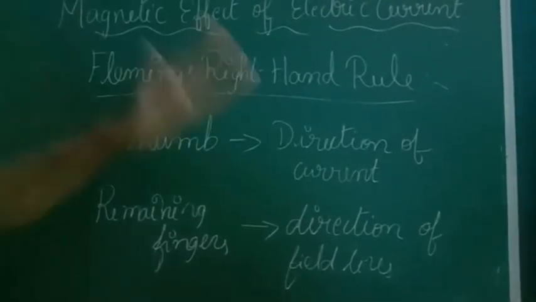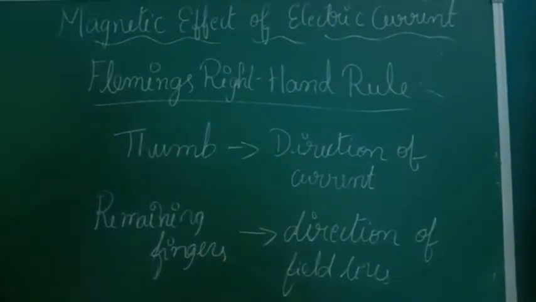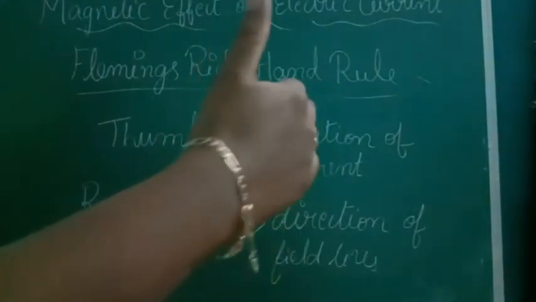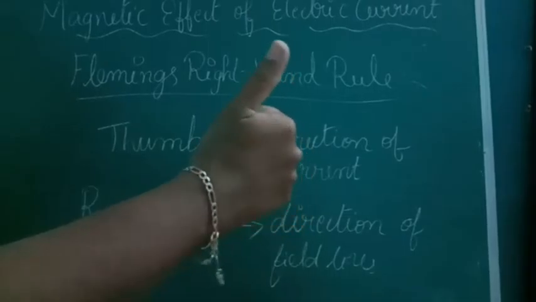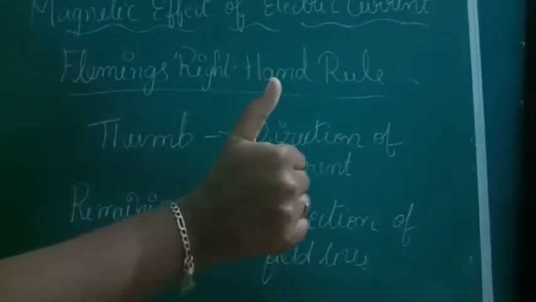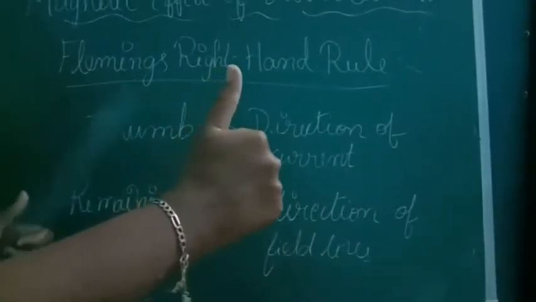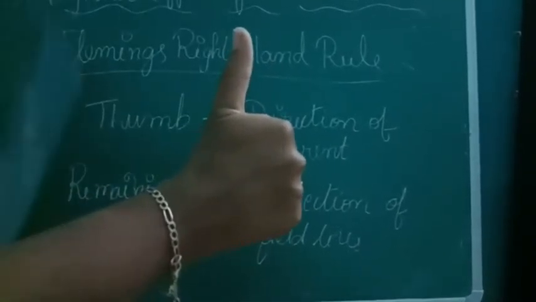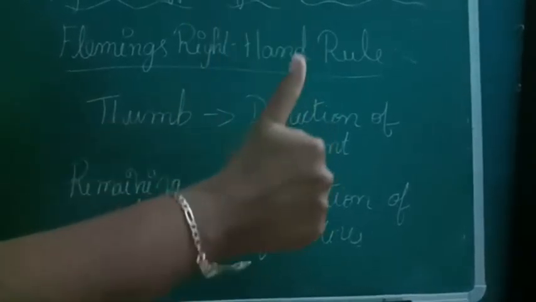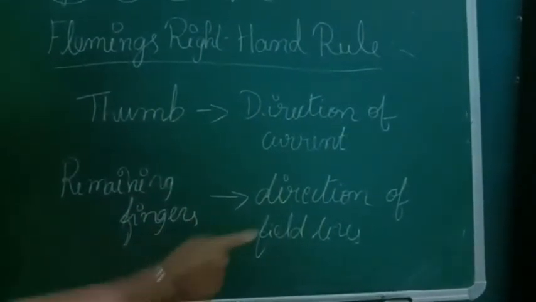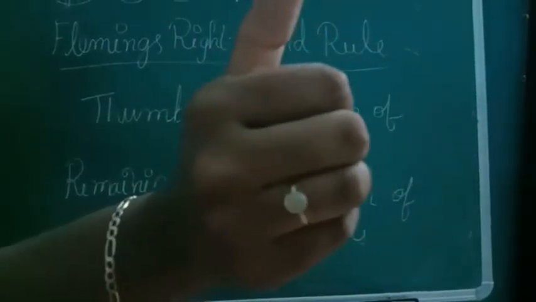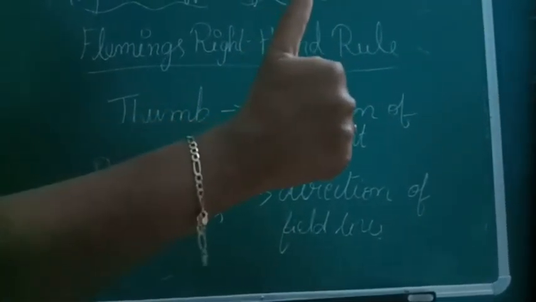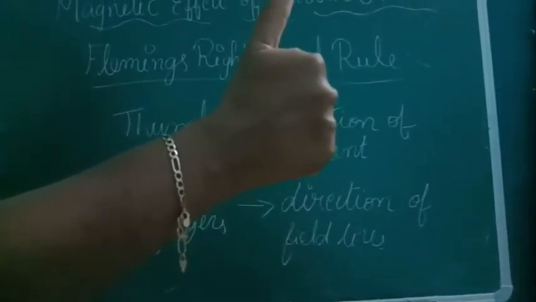Now we have another rule, that is Fleming's right hand rule. Here we require only the thumb and the remaining fingers. So this indicates Fleming's right hand rule. Here the thumb indicates the direction of current and the remaining fingers indicate the direction of field lines. Can you see the remaining fingers here? We are going to wrap them like this. That indicates the direction of field lines.